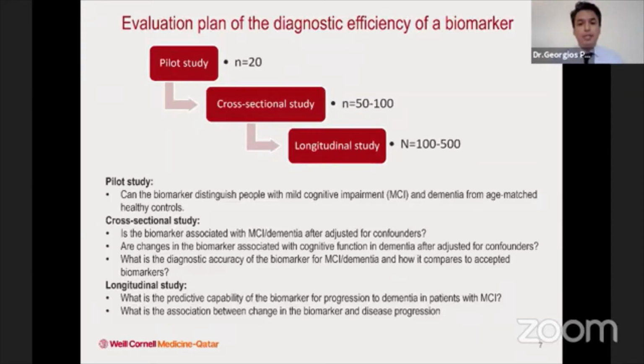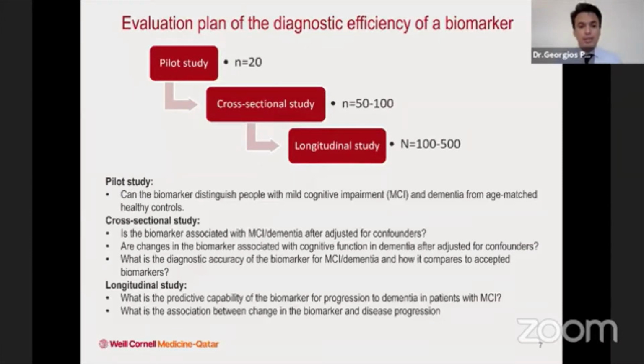Then you can also look at the diagnostic accuracy to distinguish these two groups by performing ROC curve analysis. Now, if you've reached the point where you see with your cross-sectional study that your biomarker is strong enough to distinguish the disease from healthy controls, then you can perform longitudinal studies for two things: to detect the predictive ability of your biomarker. So say at baseline you have detected something abnormal on your biomarker, can that predict in 2 years' time or 4 years' time that people with mild cognitive impairment will develop dementia?